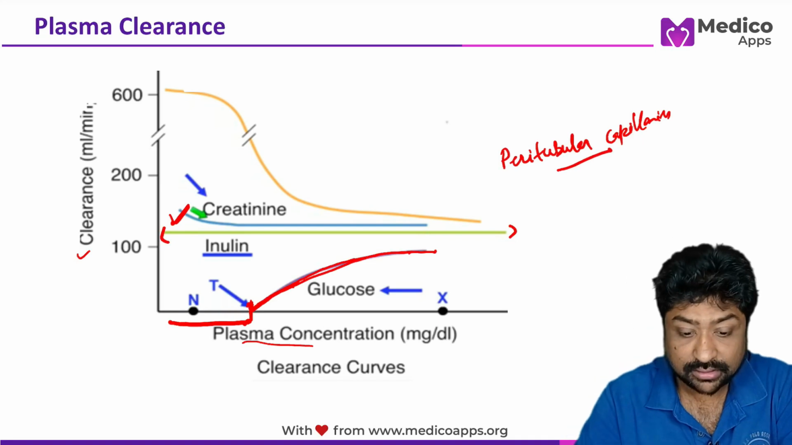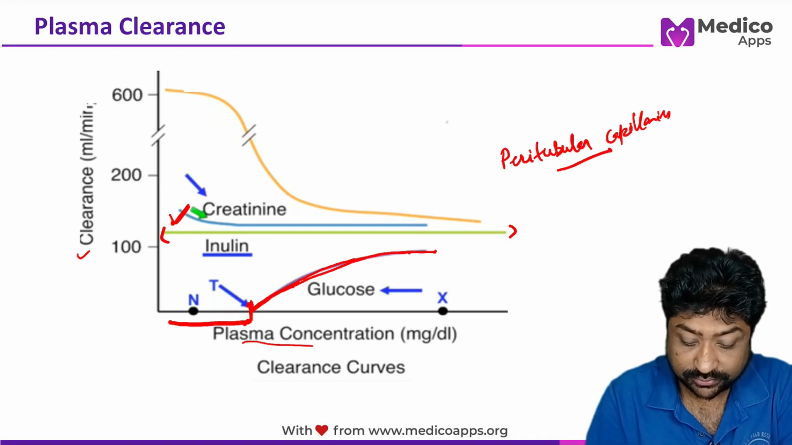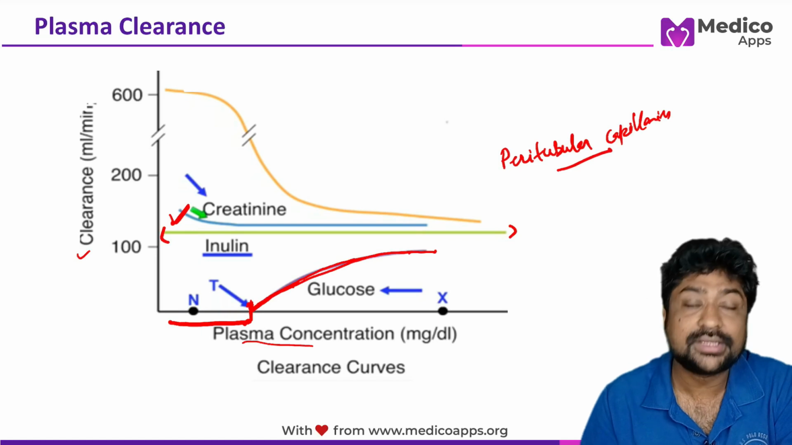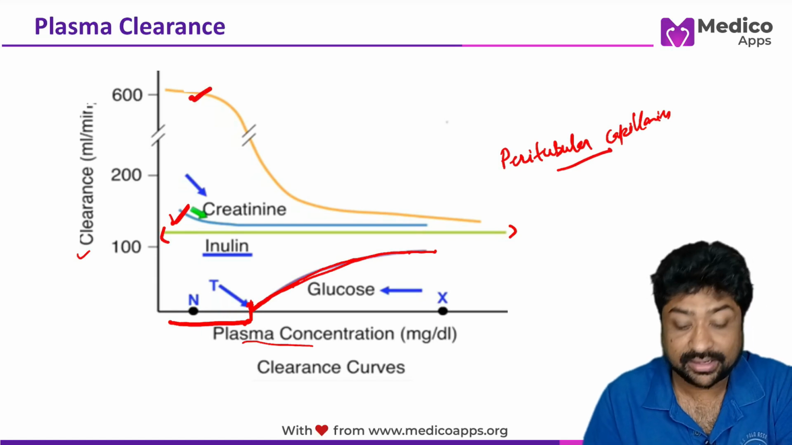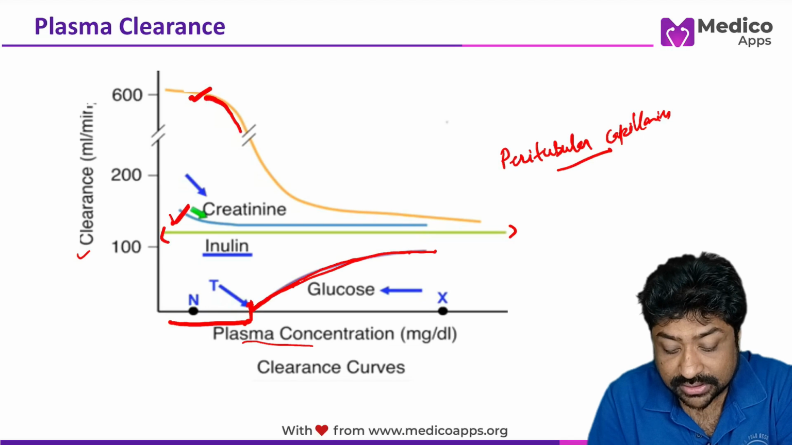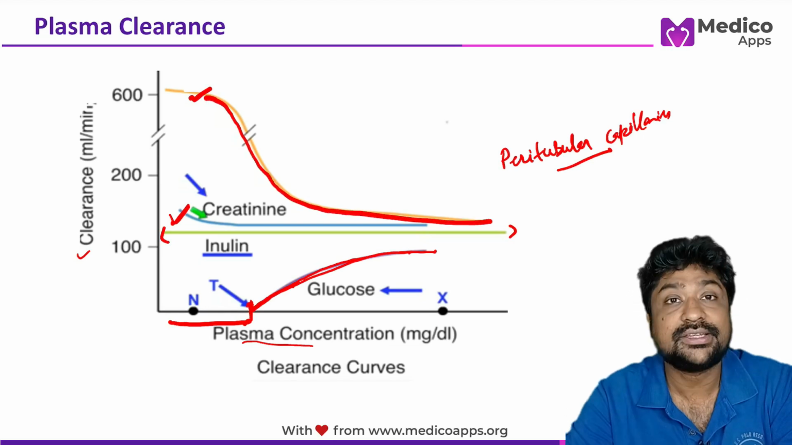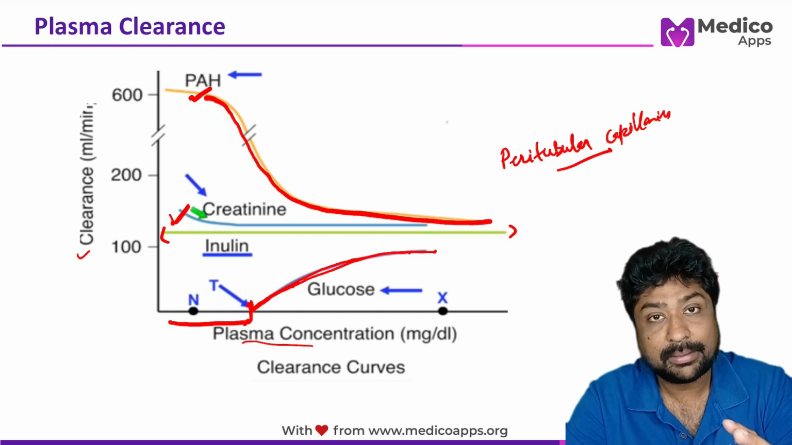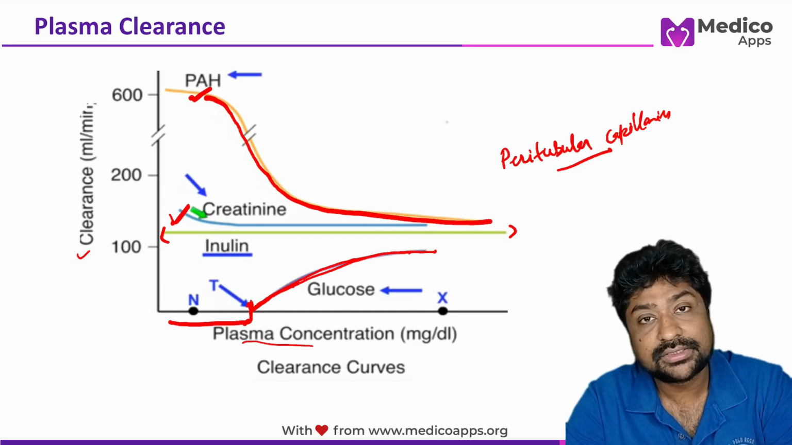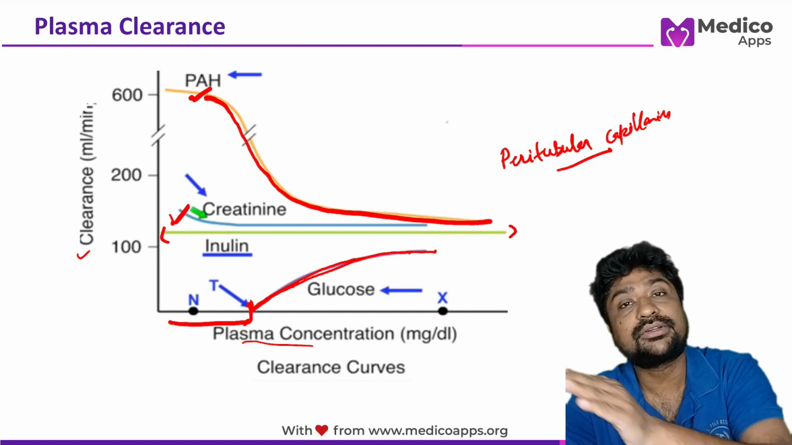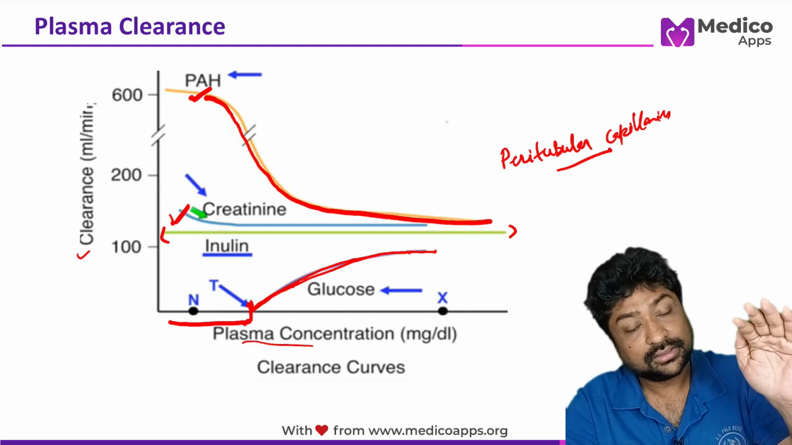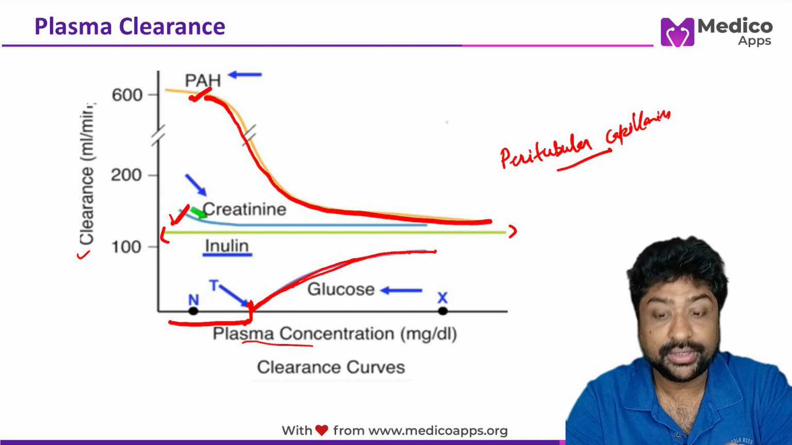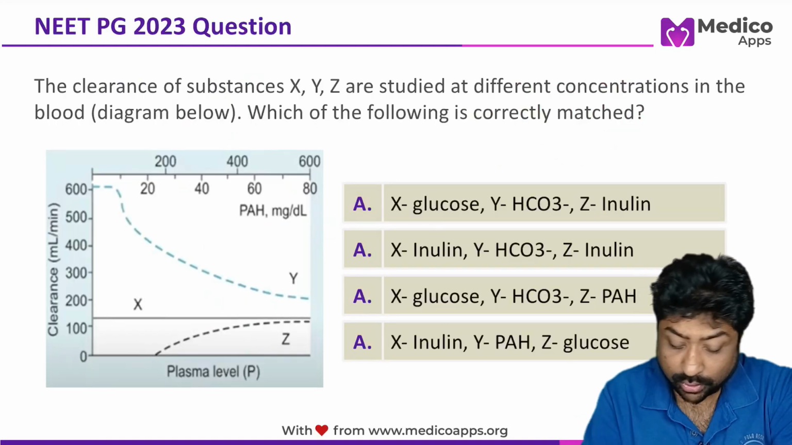The last curve is this curve. Here, at lower concentration levels the clearance is higher, and as the plasma concentration increases the clearance decreases, and this is for PAH. So for PAH, as the plasma concentration increases, the clearance will keep going down. So having understood this concept, now it's very easy.